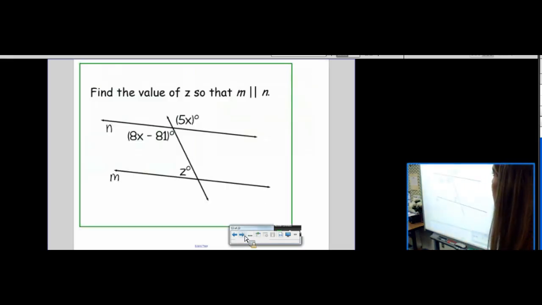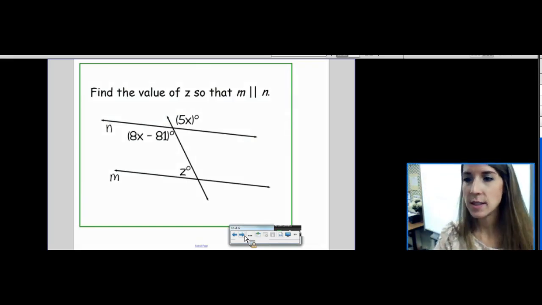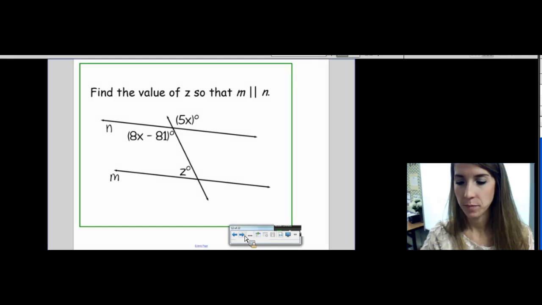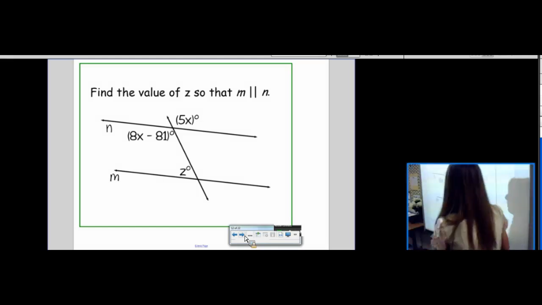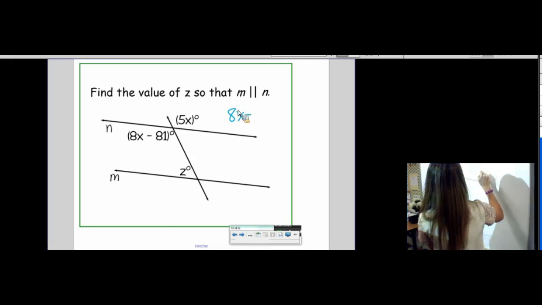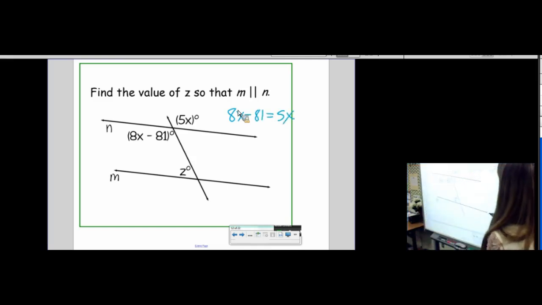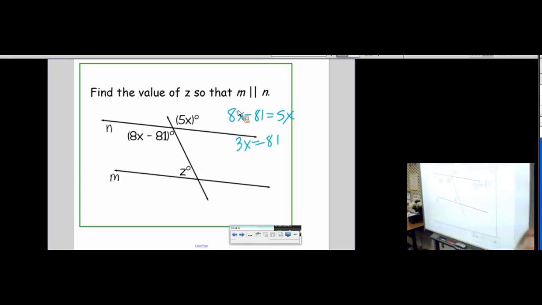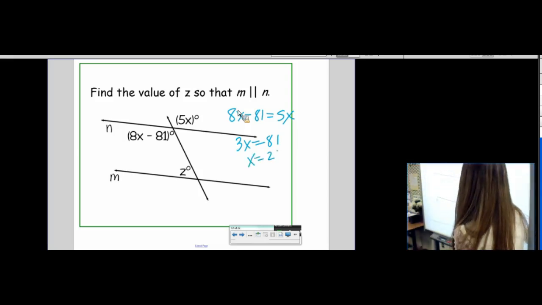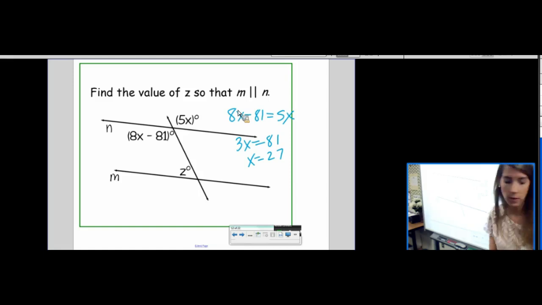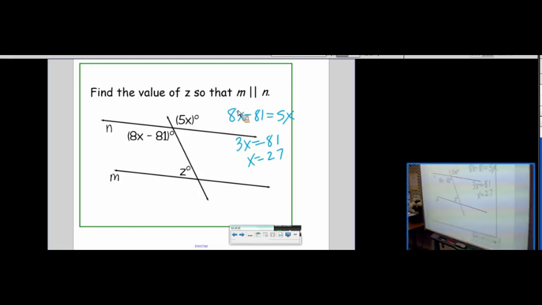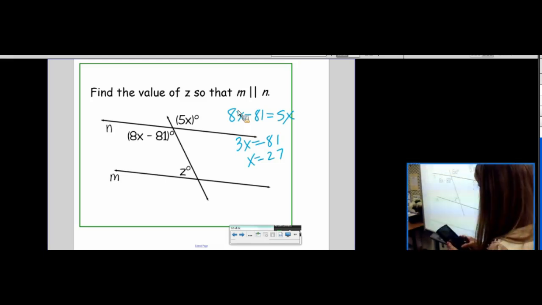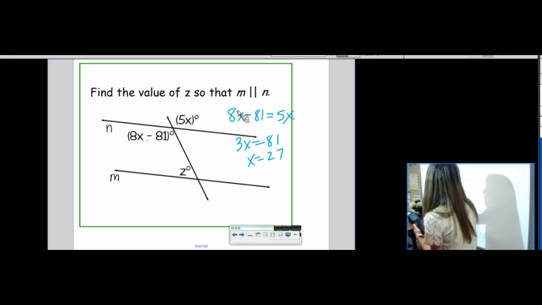Find the value of z so that m is parallel to n. So we would start this one by using vertical angles. 8x minus 81 equals 5x. We would move things over so that 3x equals 81. We would divide by 3. X is 27. Now, if I plugged 27 in, 8 times 27 minus 81, we get 135.